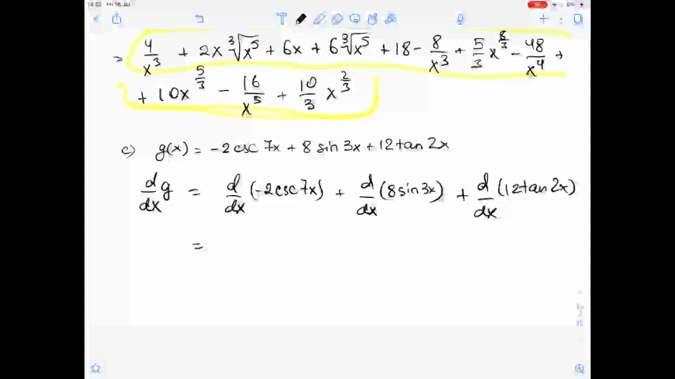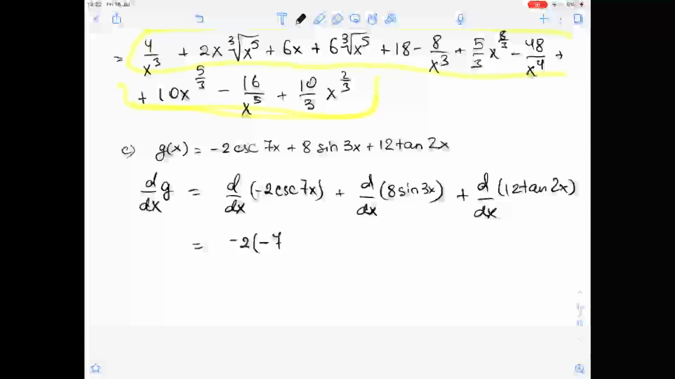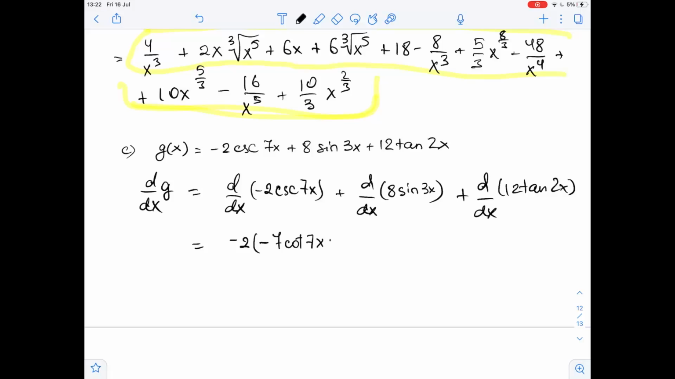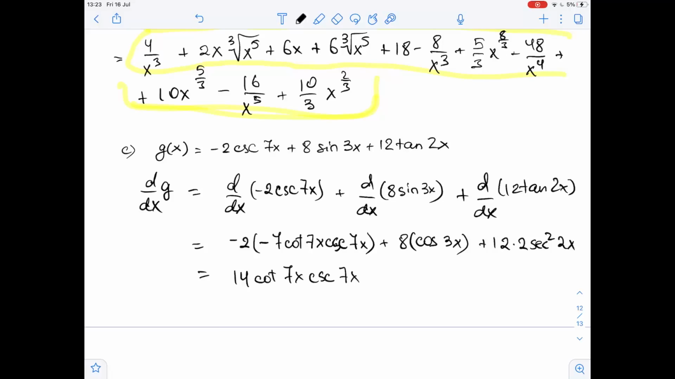So this equals negative 2 times negative 7 times cotangent of 7x times cosecant of 7x plus 8 times cosine of 3x times 3, plus 12 times 2 times secant squared of 2x, and this equals 14 cotangent of 7x times cosecant of 7x plus 24, oh sorry, here I lost 3, plus 24 times cosine of 3x plus 24 times secant squared of 2x. So this is the answer to part C.